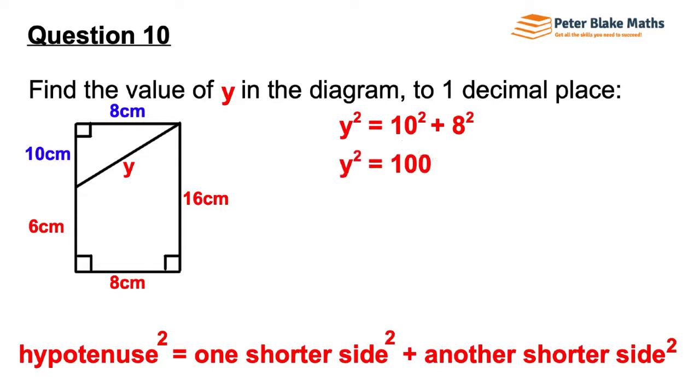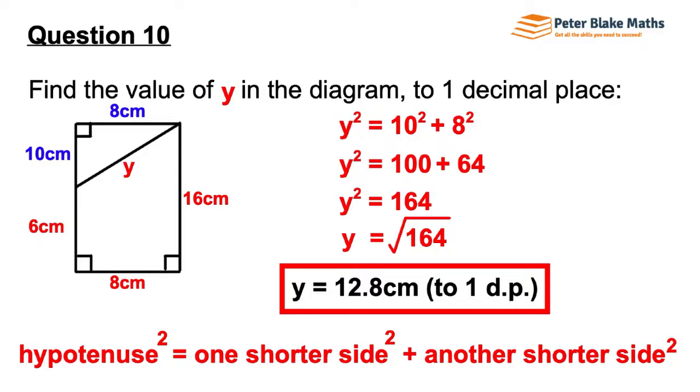Y squared equals 100 plus 64, making 164. To get y on its own from a y squared, we need to square root both sides, leaving us with 164 square rooted, 12.8 centimeters if we round it off to 1 decimal place like the question asked us to. So 12.8 there. Did a bit of figuring out of sides, and then we applied Pythagoras to it.